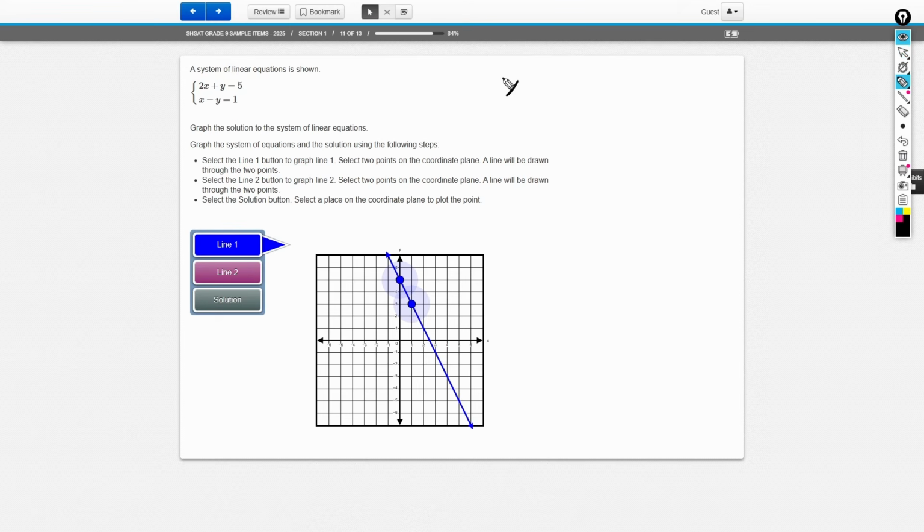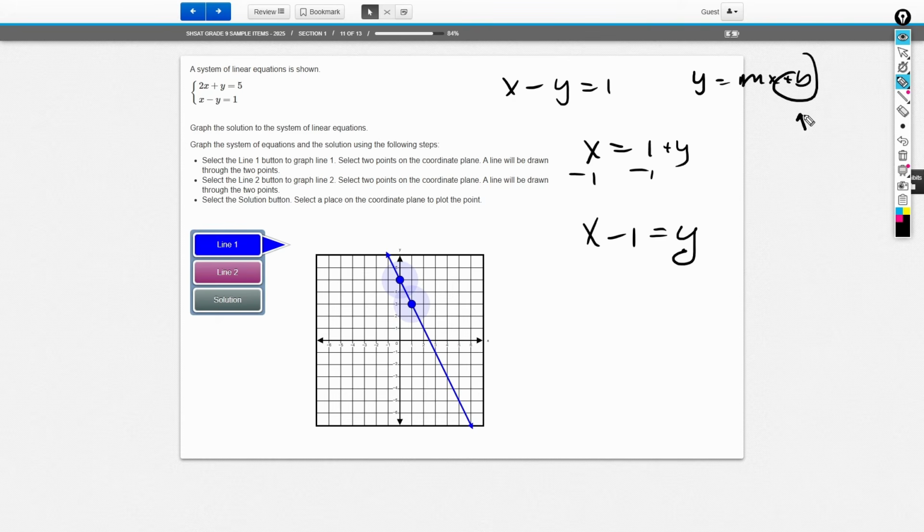Now I'll have to do the same thing for my second graph. So here I have x minus y is equal to 1. So I can do x is equal to 1 plus y, and then subtract y on both sides and get x minus 1 is equal to y. So here, another trick you can do is y equals mx plus b. This is going to be the y-intercept. So essentially, the number that's right here is going to automatically give you a free point. So this point is going to be negative 1, and the y-intercept is always on the y-axis. So you can just put that point on the y-axis as negative 1. And now we'll just have to find our second point.